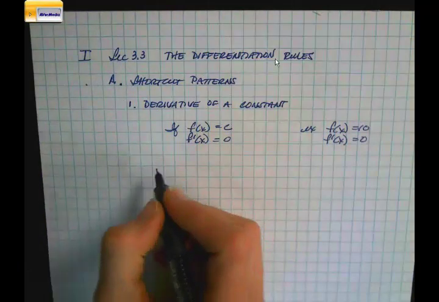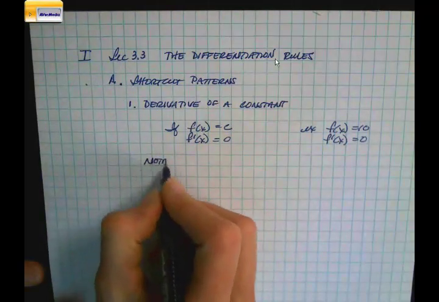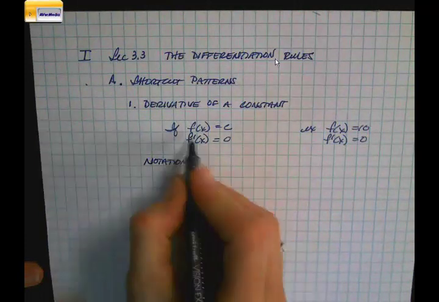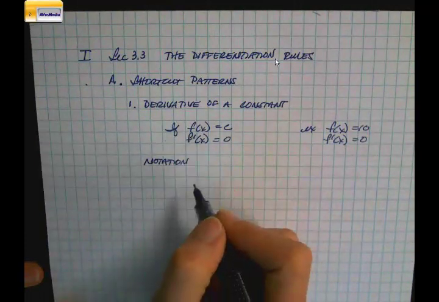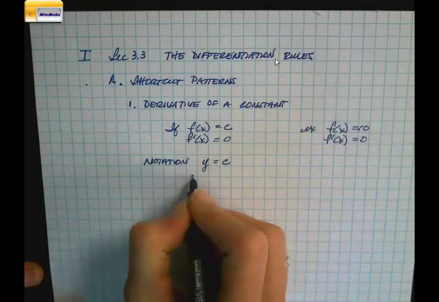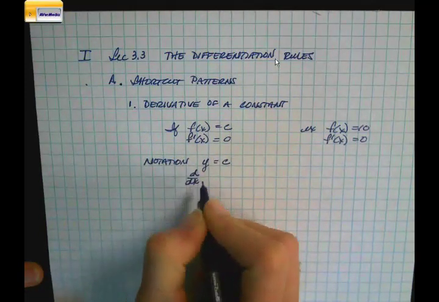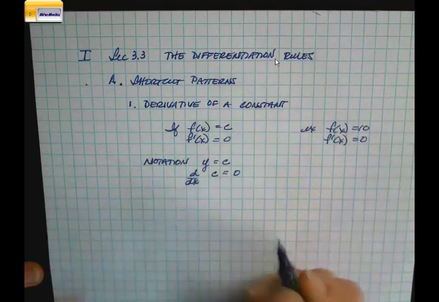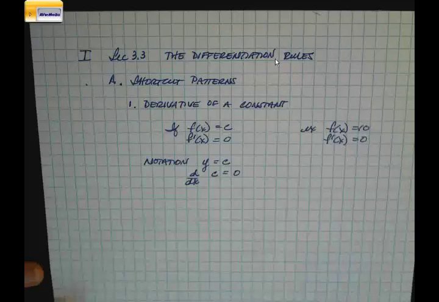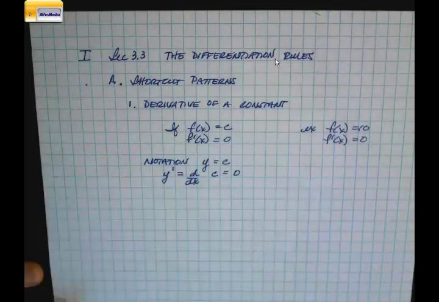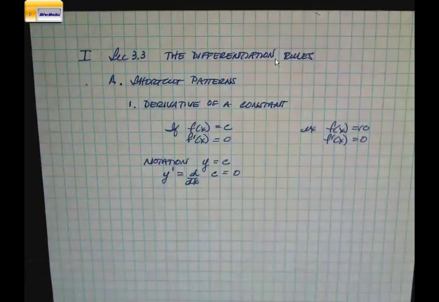Now, also, just to show you another notation, this is not a different rule. This is just a different notation, because they're going to flip back and forth in this book and probably even in your homework. Instead of saying f of x equals c, they might say y equals c, and then they might say d/dx or dy/dx of c equals 0. You might see d/dx of c equals 0, which is the same thing as y prime, which is the same thing as f prime of x.